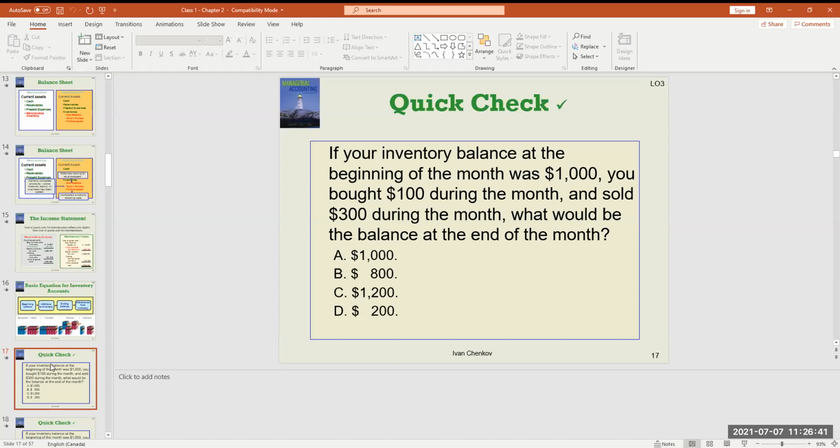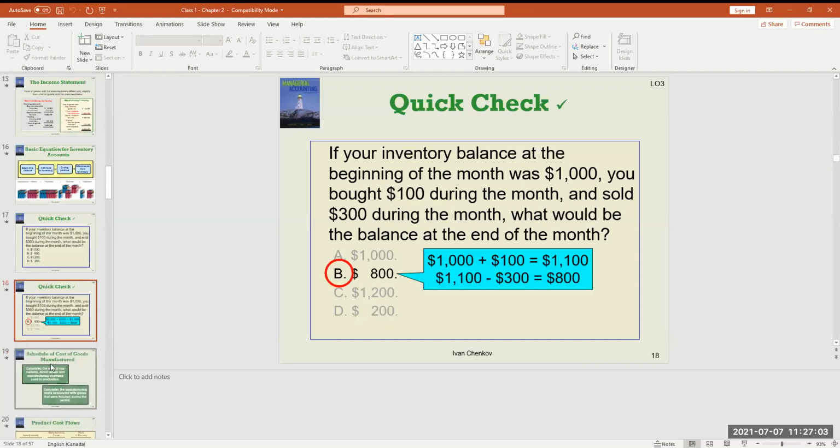When we switch to inventory, it's hard. But it's the same thing, isn't it? It's exactly the same thing. Either we call it inventory, or we go shopping in Metrotown, it doesn't matter. The result will always be the same. Yes, 800 is the correct one. So we have 1,000 plus 100 minus 300, we get 800.